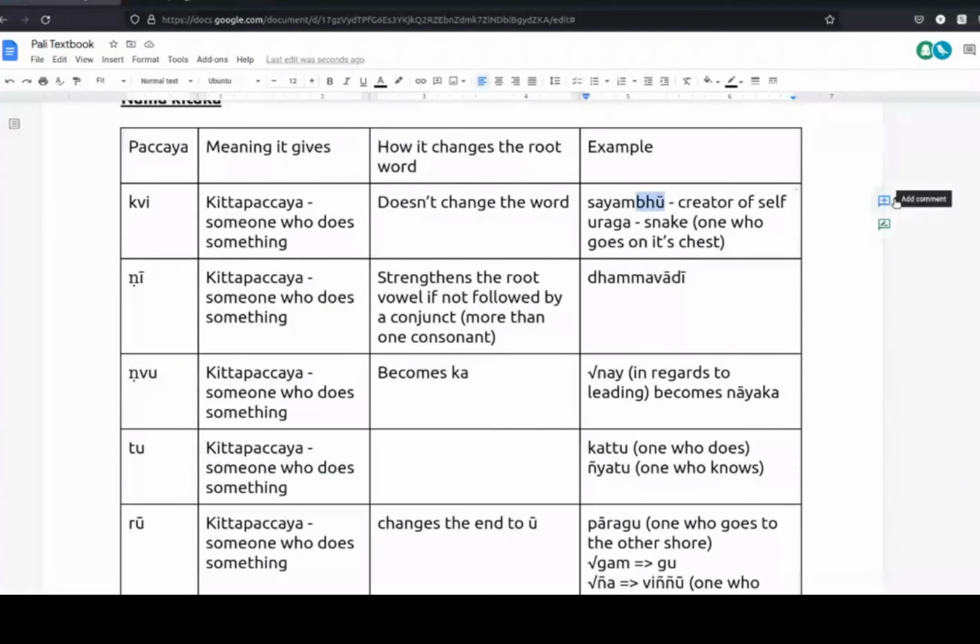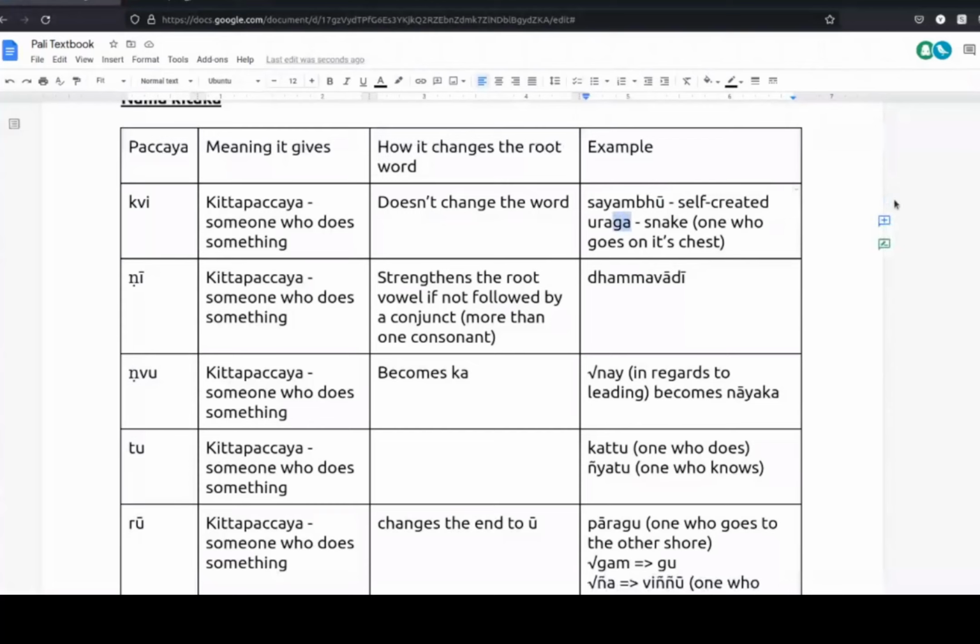Bu is in regards to being. And sayam means self, or in this case, by oneself. So sayambhu, not creator of self, it means self-created. Sayambhu is an epithet for Brahma, because Brahma, God is said to be self-created. Nobody created God, God created himself. But the Buddha actually co-opted this and called himself Sayambhu because he made himself a Buddha. Nobody else taught him how to be a Buddha, which is quite clever.